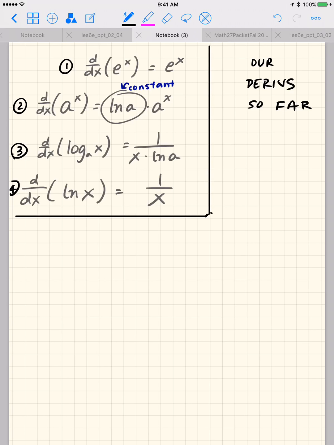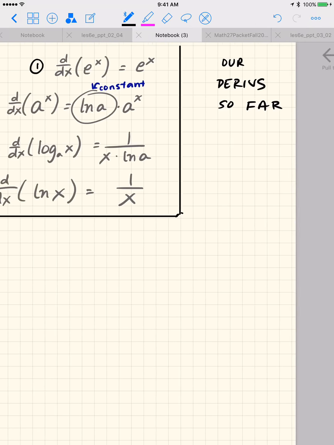Now, let's do some examples. And I'm actually going to turn to a new page so I can have a fresh start. And no, I'm not. I got to charge my stylus. I'll be back.